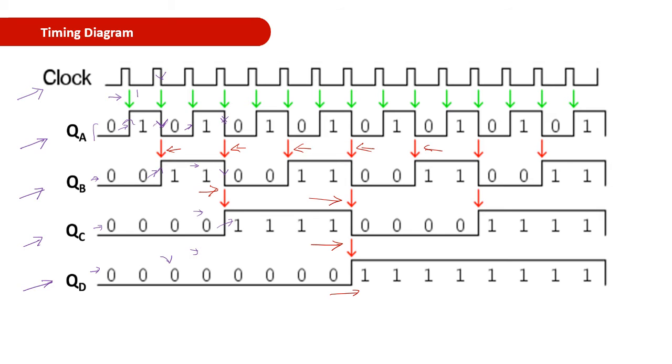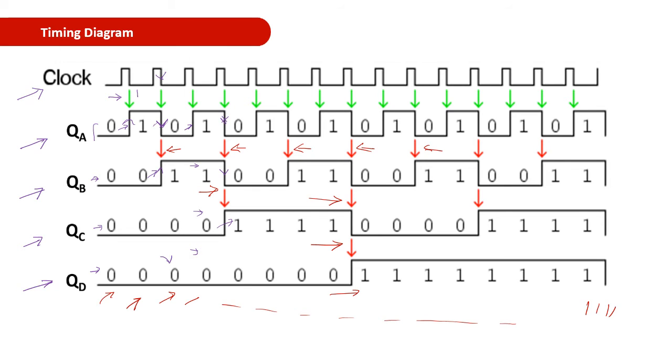4-bit asynchronous up counter. So here you can see that the first state coming is 0 0 0 0, then 0 0 0 1, then 0 0 1 0, 0 0 1 1, and so on, it is counting up to 1 1 1 1.